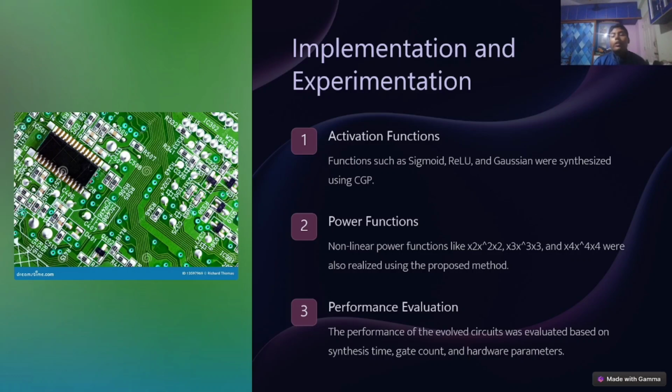Performance evaluation. The performance of the evolved circuit can be evaluated based on synthesis time, gate count, and hardware parameters. It basically says that after using CGP, we can incorporate many things into this to make it much less time consuming. CGP just evolves these base circuits and gives you something out of it which is more efficient than the standard ones.